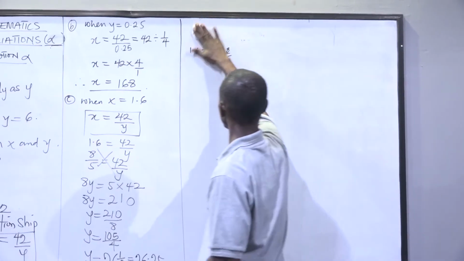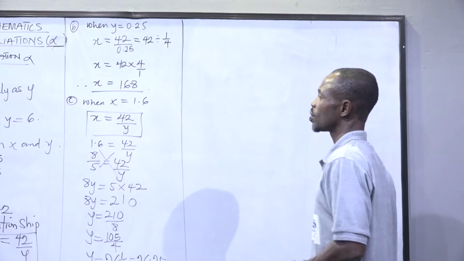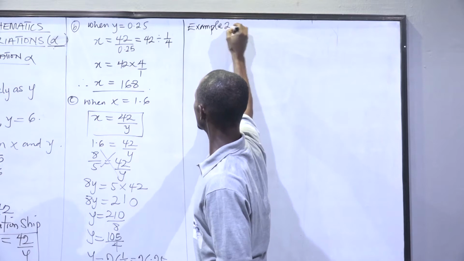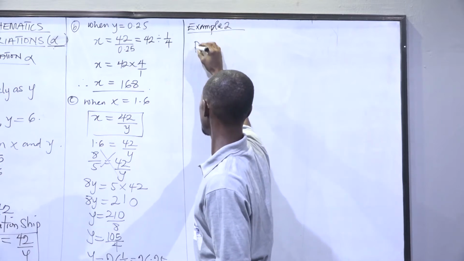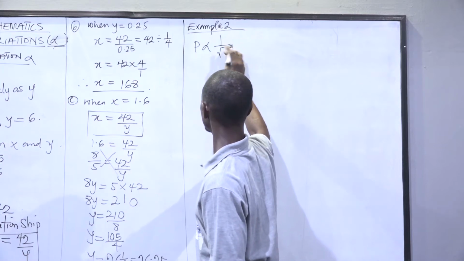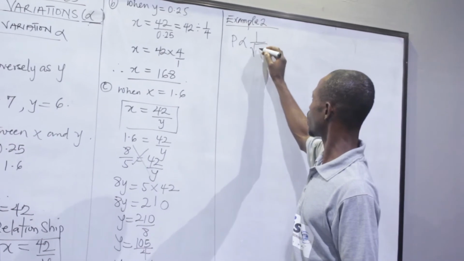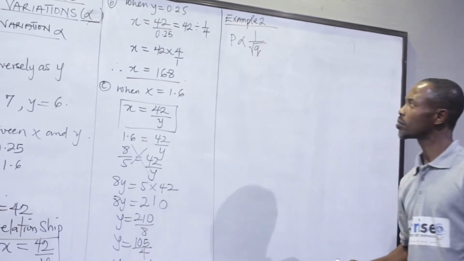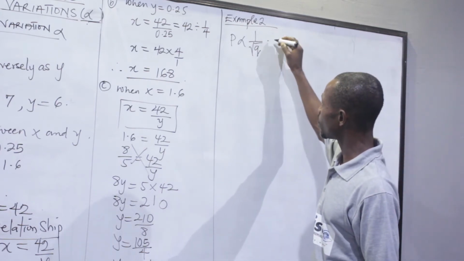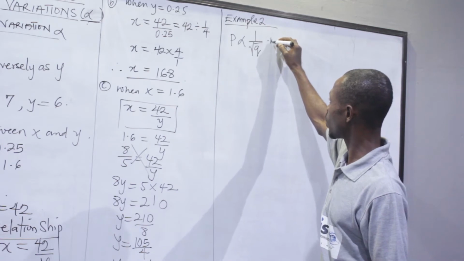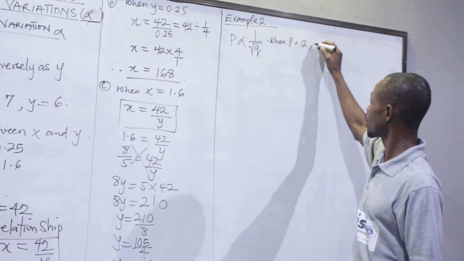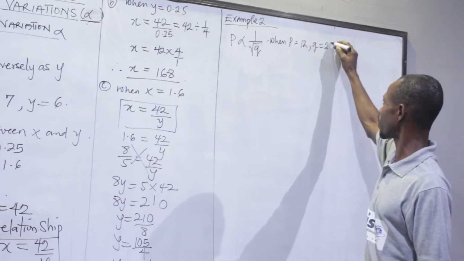In some other cases, let me give you another similar example, but we'll be using different things entirely. Example 2. They could tell you, for instance, P varies inversely as the square root of Q. Yes, they could give you something like that. They specifically do this every other day. So here, they will not give you the first two statements, which will come like when P equals 12, Q equals 25.